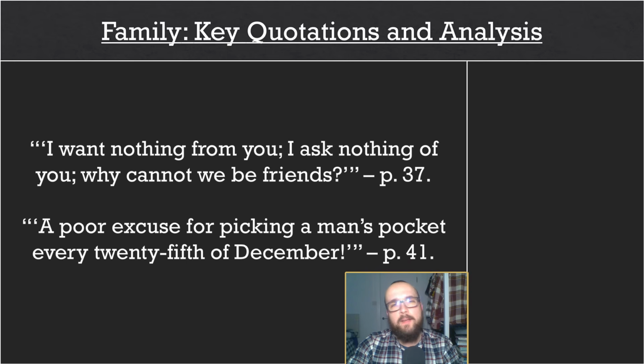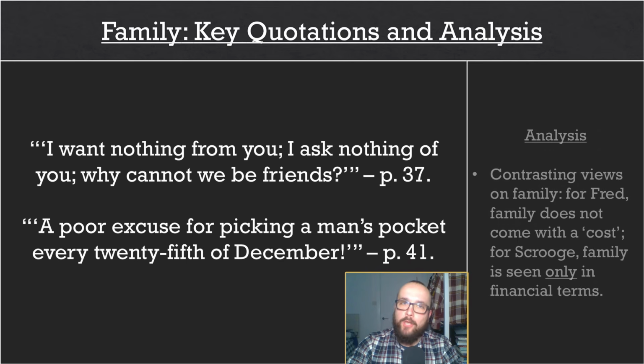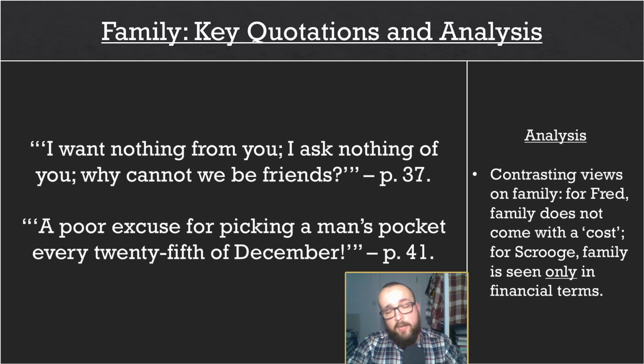But what does this tell us about family? Well, it shows us how these 2 characters, despite being related perhaps, hold contrasting views about family. When Fred protests that he wants and asks nothing of Scrooge, the repetition of nothing is important, I think. He is making it clear that he sees family as something that does not come associated with any sort of cost. Family is just family. It isn't dependent on receiving any goods or favours or, well, anything in return.